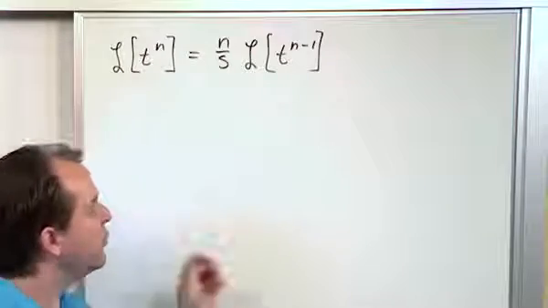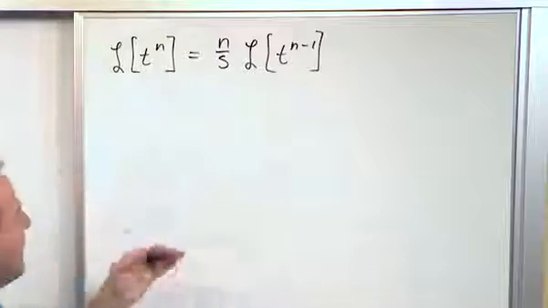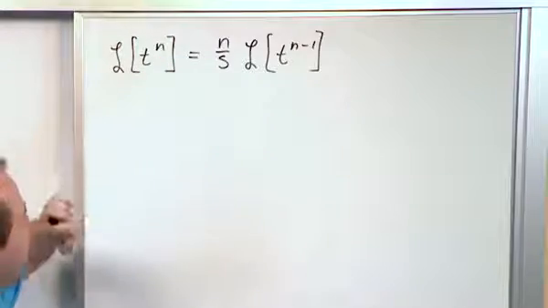All right? So you might circle this in a table and say, well, okay, that's kind of useful. But what happens if I put t to the fourth in here and I want to take the Laplace transform?